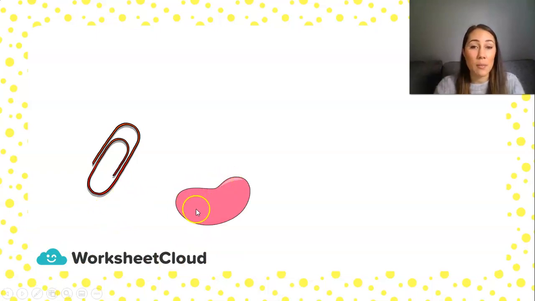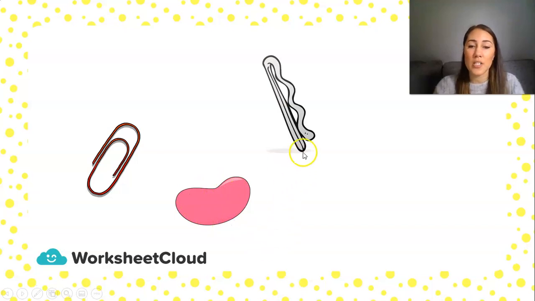So the kinds of things that we are going to measure in millimeters is a paper clip, or you could measure a jelly bean, or you could measure a hair clip, or you could measure a nail or a screw, because these things are all very small.